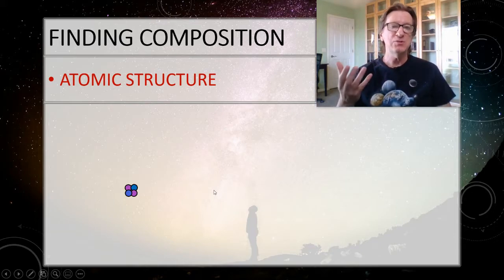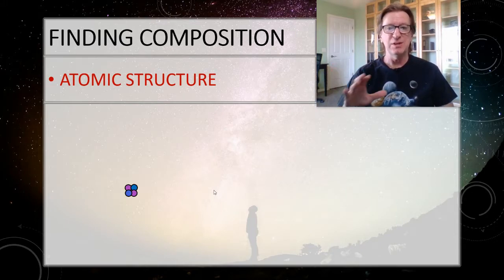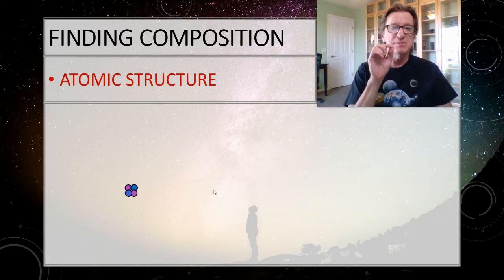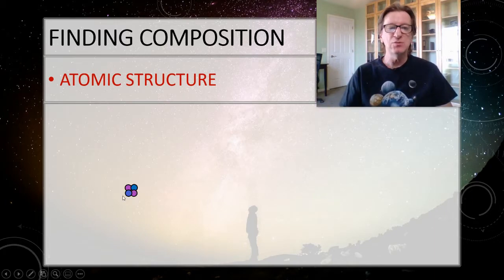So before I can introduce the next two types of spectra, we need to kind of review atomic structure just a little bit. And if you've had any of this in chemistry, this is all going to be completely familiar to you. But basically, an atom is made up of protons and neutrons here in the center, in the nucleus, and then it's surrounded by electrons, and those electrons are in various energy levels.